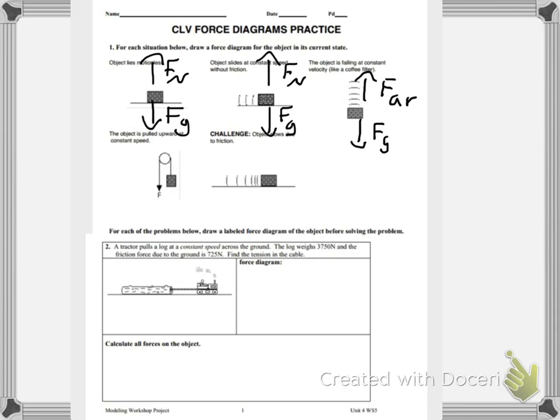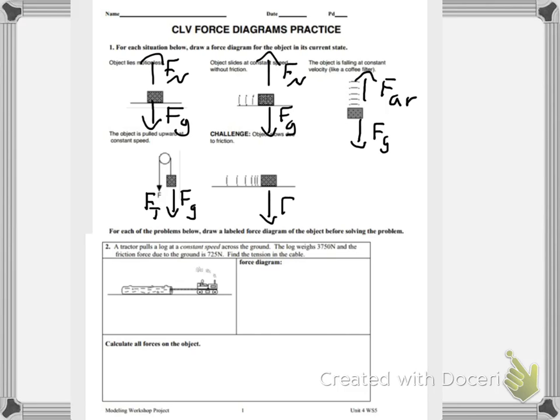I'll call that AR. An object is being pulled upward at a constant speed, so it already gives you a little F underneath that arrow, so that is going to be a tension force, and since it's at a constant speed, that tension force is of the same magnitude as the force due to gravity on the block.